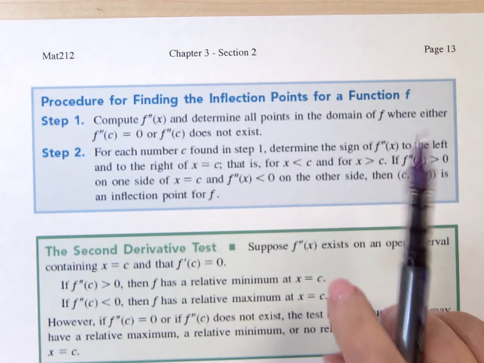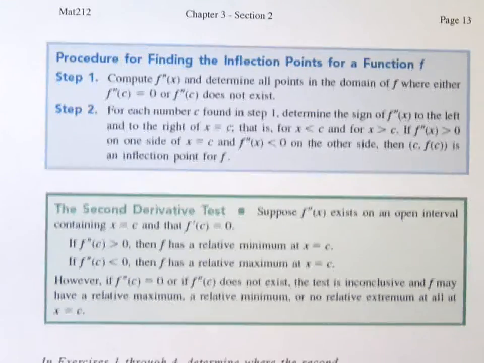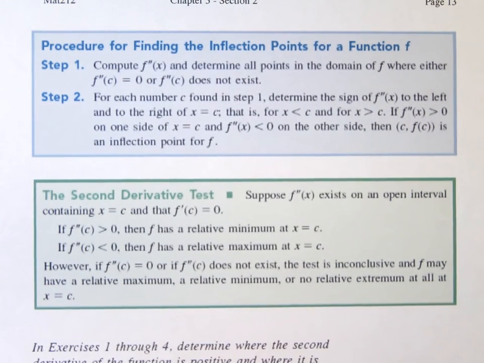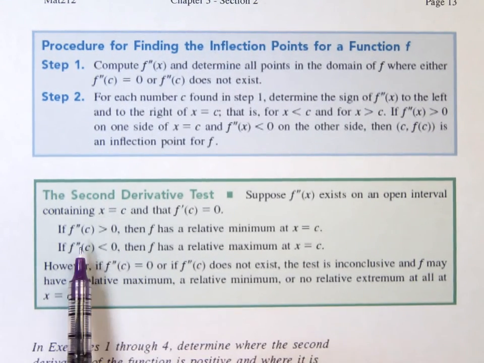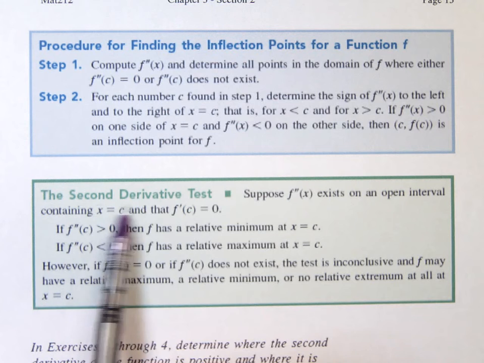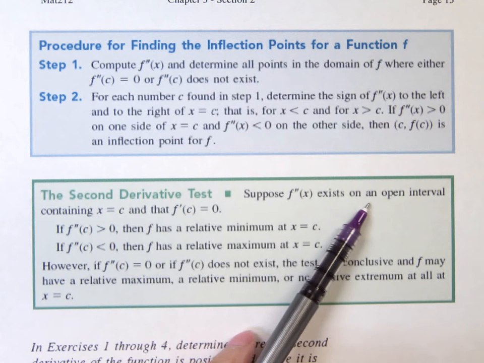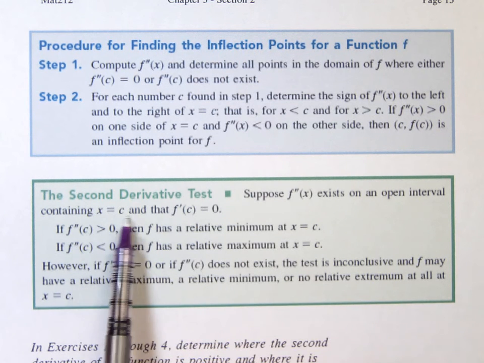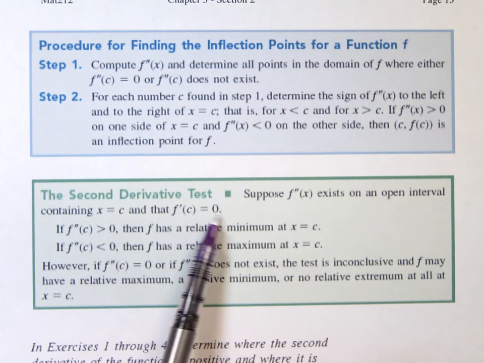I never use the second derivative test, by the way. I get the information I need from, actually, just from the first derivative. Second derivative test. Suppose f double prime exists on an open interval containing c, and f prime of c equals 0. So the first derivative is 0.